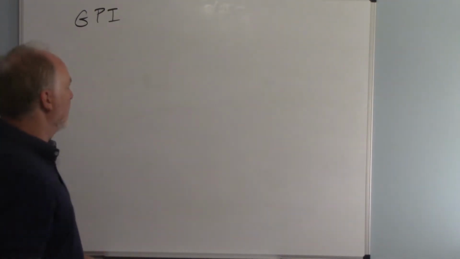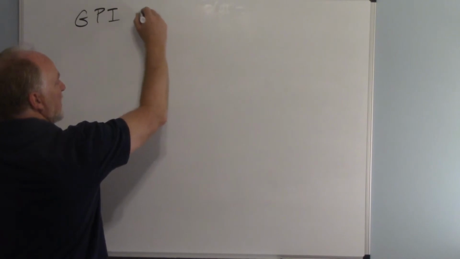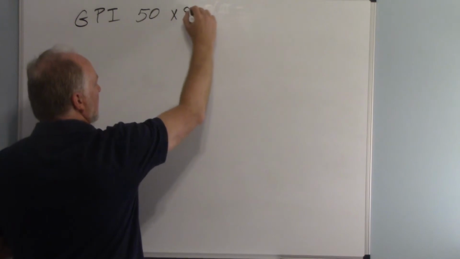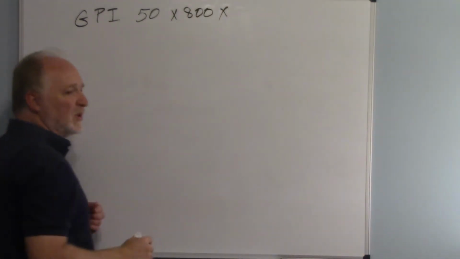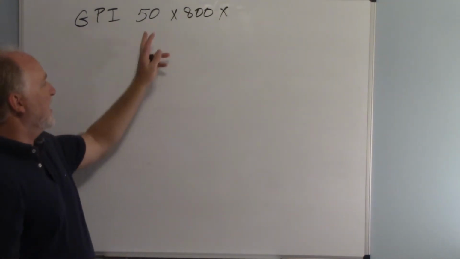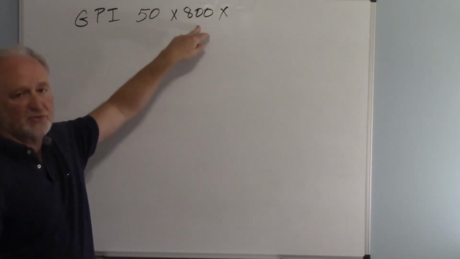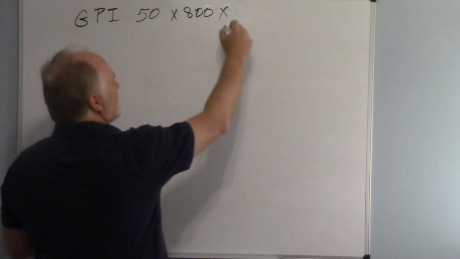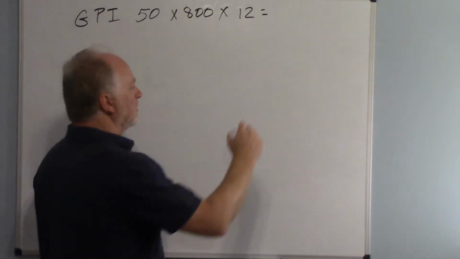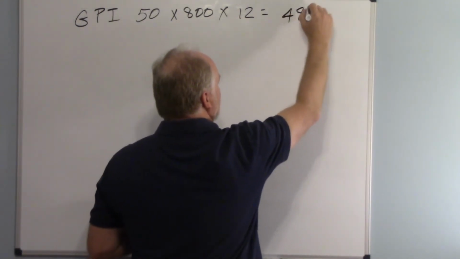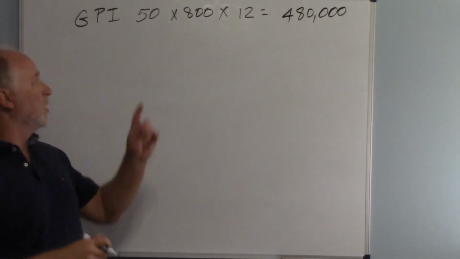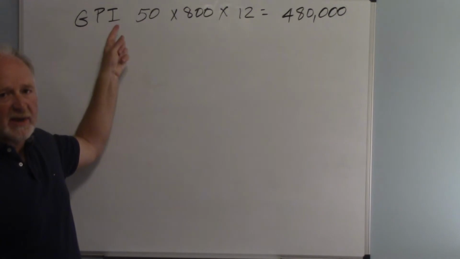So let's do a simple example of this. You have a 50-unit apartment complex and the rents are $800. And when you're doing these problems, you actually go ahead and annualize it as well. So in this case, 50 units times $800 per month, that's what the rent is, times 12 would be $480,000. $480,000. Now, let me remind you, what that tells you is your gross potential income.